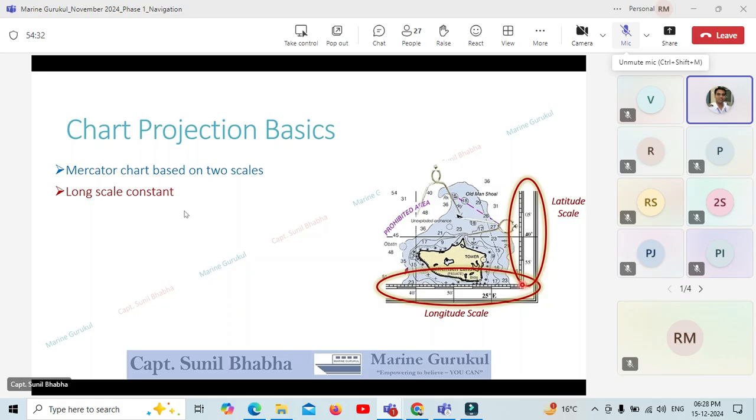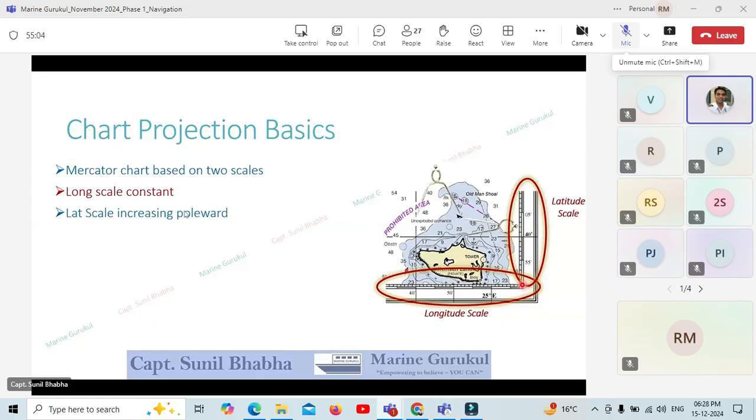Now out of these two scales, the latitude and the longitude scale, the longitude scale remains constant throughout the chart. So it basically means that the length of 1 minute of longitude remains the same throughout the chart. You can go to any part of the chart, the length of 1 minute of longitude or 1 degree of longitude will remain fixed. It is not going to change.